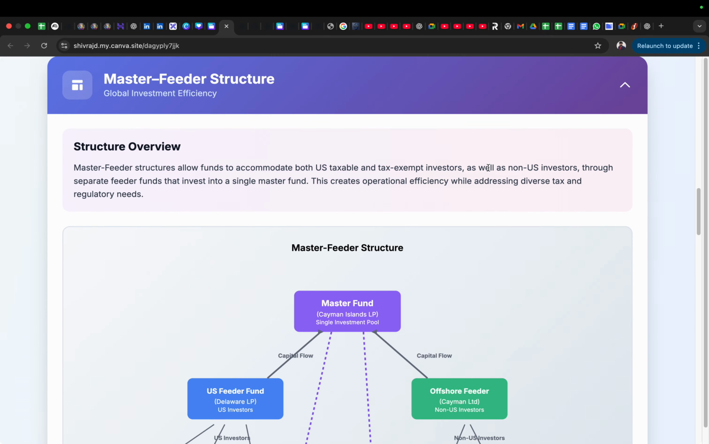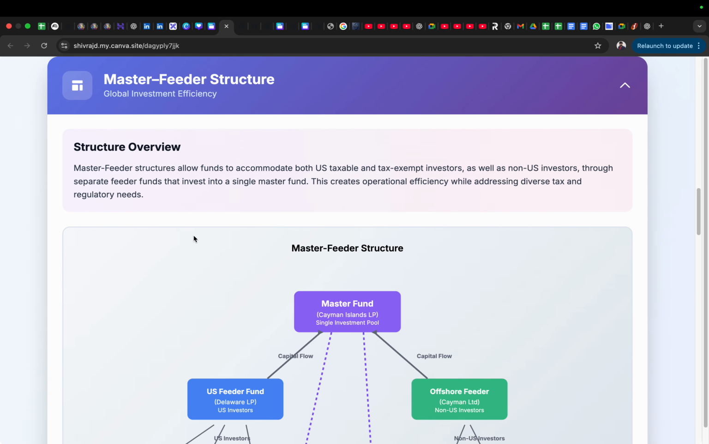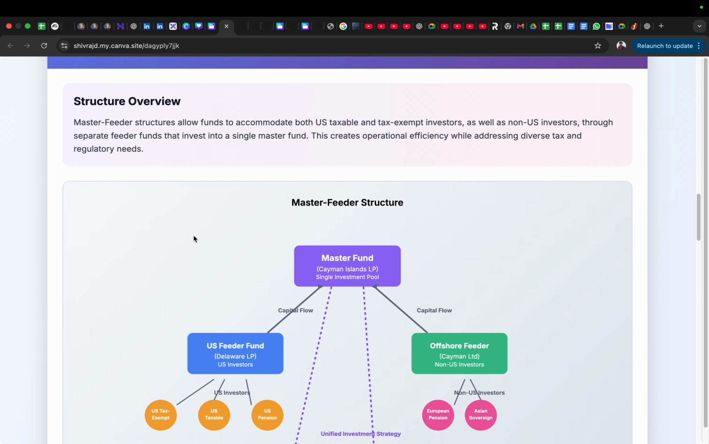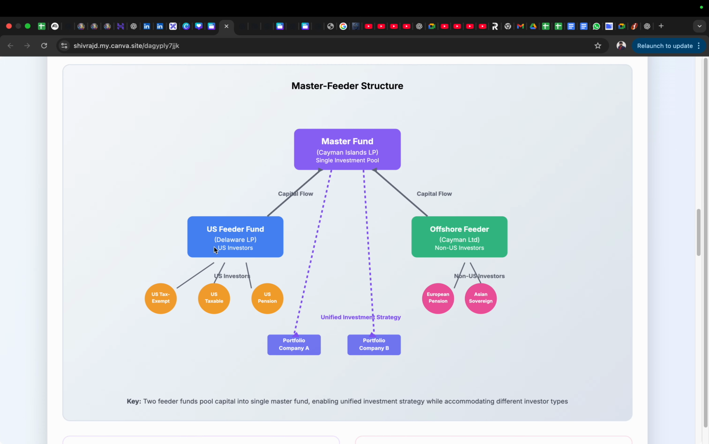Now the next one is master feeder. The master feeder structure allows funds to accommodate both US taxable and tax exempt investors as well as non-US investors through separate feeder funds that invest into a single master fund. This creates operational efficiency while addressing diverse tax and regulatory needs.